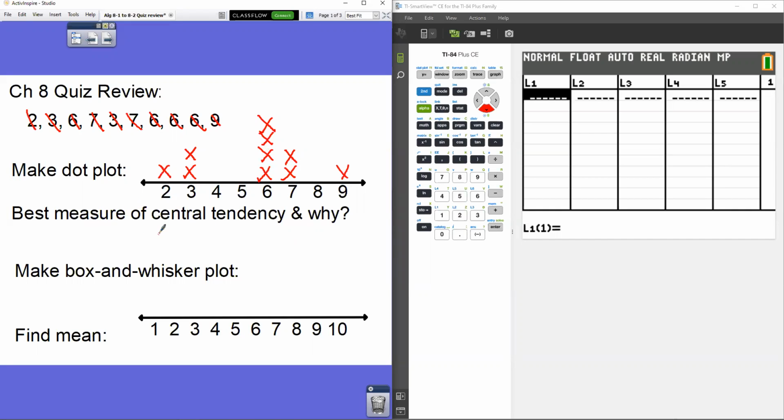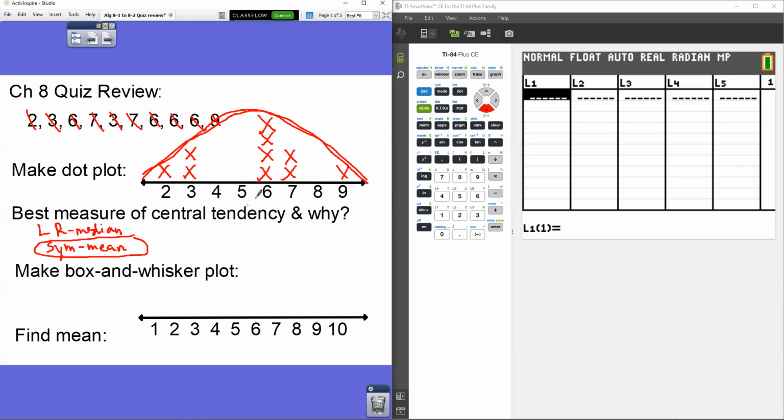So what measure of central tendency should we use and why? Now remember, if it is skewed to the left or skewed to the right, we use the median. If it is symmetric, then we use the mean. So in this one, I would say this one is more symmetric than anything else. Is it perfectly symmetric? No. Is it pretty close? Yes. We pretty much go evenly up and down. So I would say that this one is symmetric. So you would use the mean.